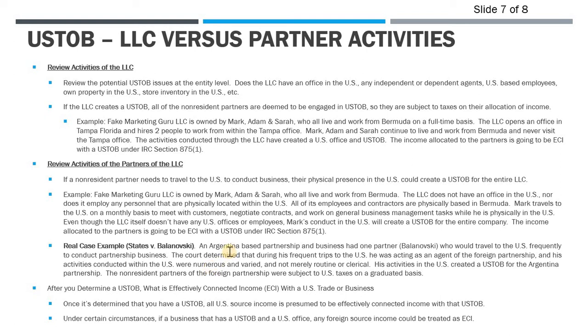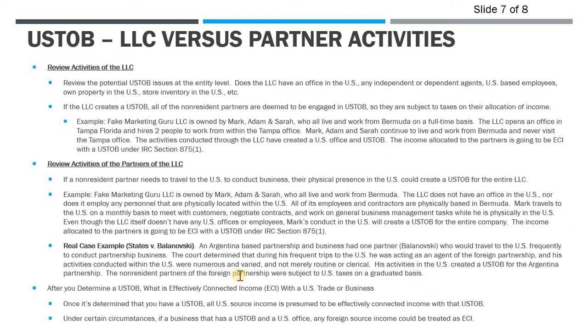You have an Argentina-based partnership. Had a couple partners. I think two partners. One of them, Belanovsky, would have to travel to the U.S. frequently to conduct business. So, the partnership was based in Argentina. Everybody else is in Argentina. There was really no U.S. office, but because Belanovsky had to come to the U.S. frequently, the court determined that because his frequent trips to the U.S. were continuous, regular, substantial, those factors, his activities as an agent created a USTOB.